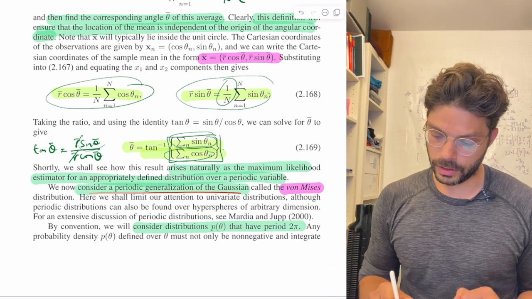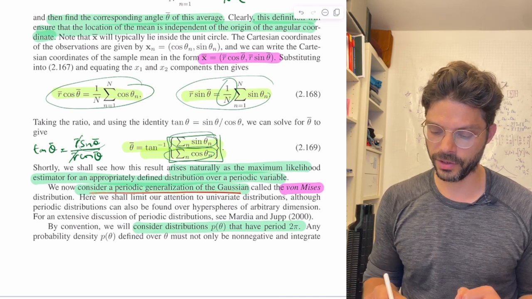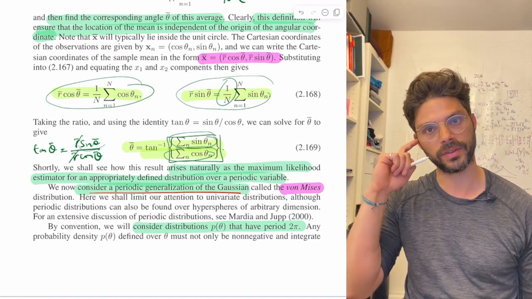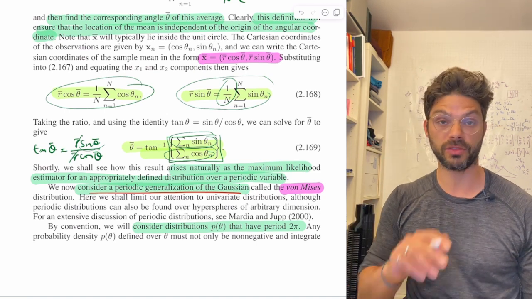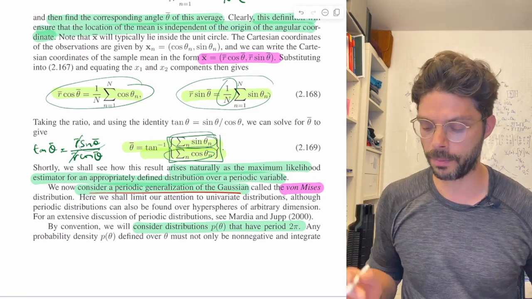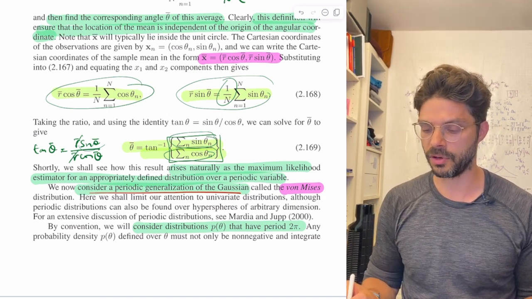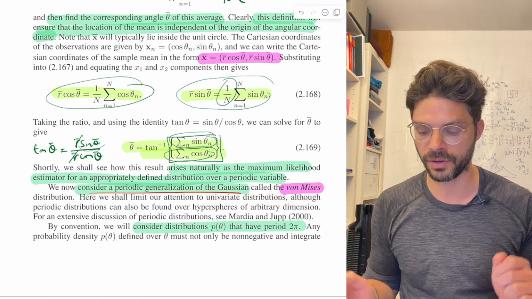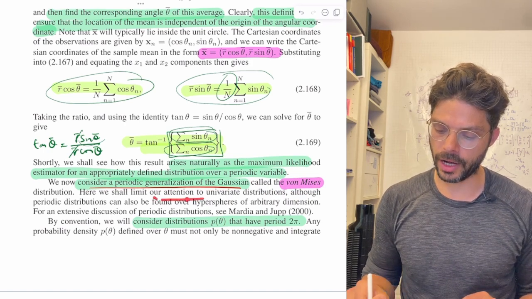Okay, so we now consider a periodic generalization of the Gaussian. And notice he says periodic because there's another one which I'm going to talk about in the next video, called a wrapped Gaussian, which in some ways to me is much more natural, but it turns out that it's a bit harder to work with. That's where you just wrap the Gaussian around the unit circle. But it has some nice properties that I want to share with you. But for the most part, as far as I've ever seen circular data and circular distributions, the von Mises distribution that we're going to talk about here is the real star of the show because it has various nice properties. Okay, here we shall limit our attention to univariate distributions.